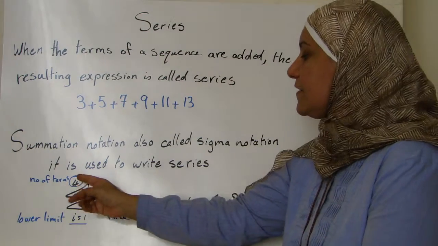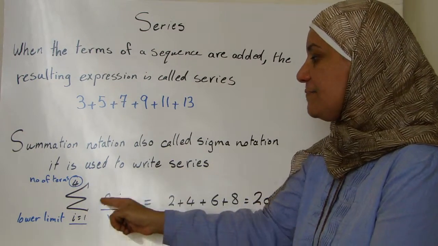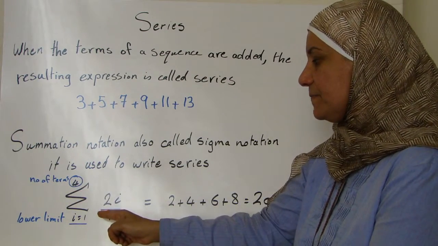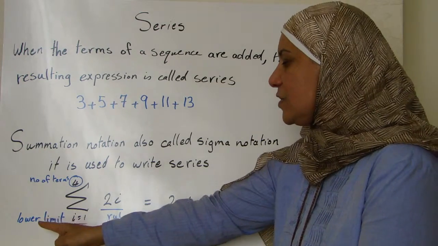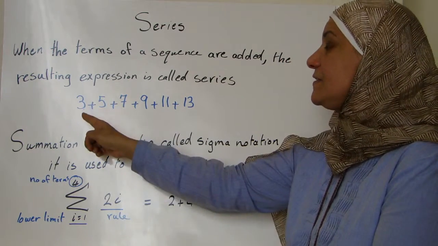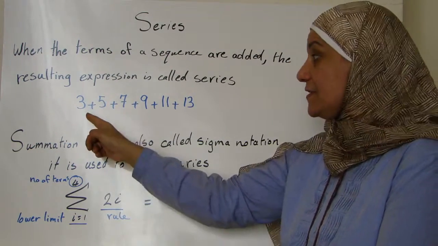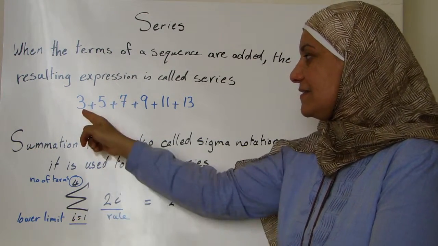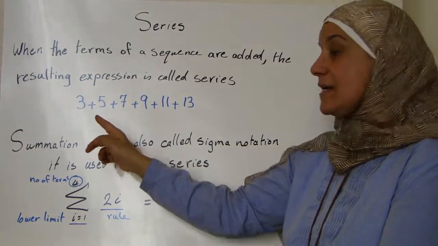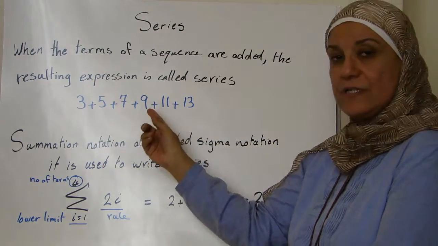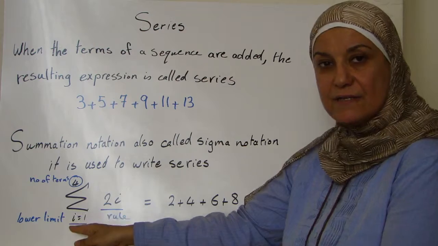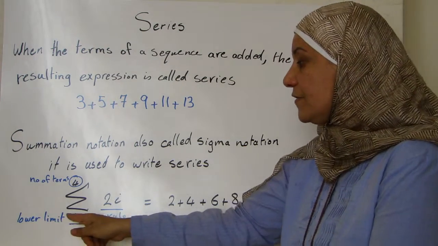There are three things, as we said, that are very important after putting my sigma. Number one is the lower limit, which means the first term. What is the place of the first term? The place of the first term is number 1. Can I start adding from the second, the third? Of course, depending on what you're going to write here. So this is your lower limit.